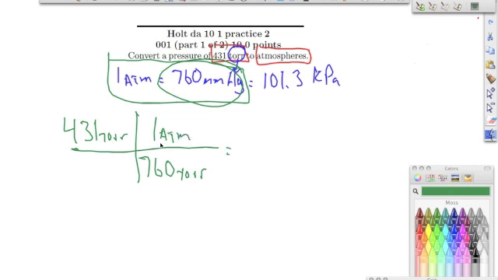And we go ahead, multiply this out, and then divide, so basically 431 divided by 760, and we should get an answer of 0.567, and the unit would be atmospheres.